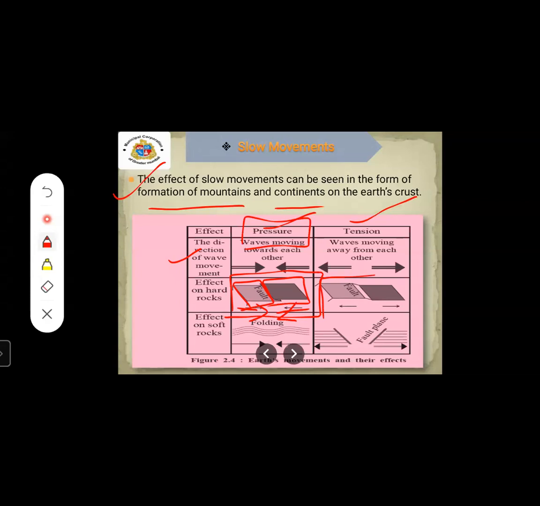And when tension is created, meaning when the waves are away from each other, opposite from each other, you can see there is a gap. When there is a gap, that is also known as a fault. This effect you can see only on hard rocks, only on hard rocks. Keep this in your mind, this point is important.